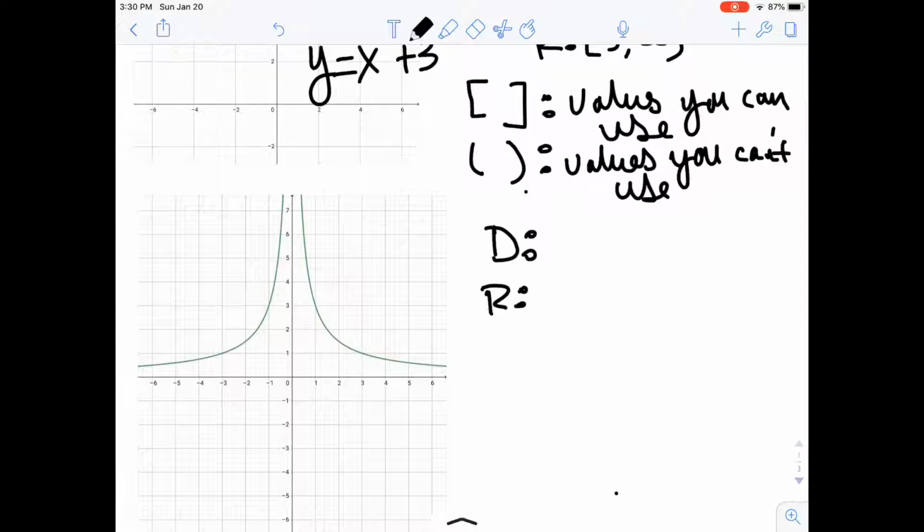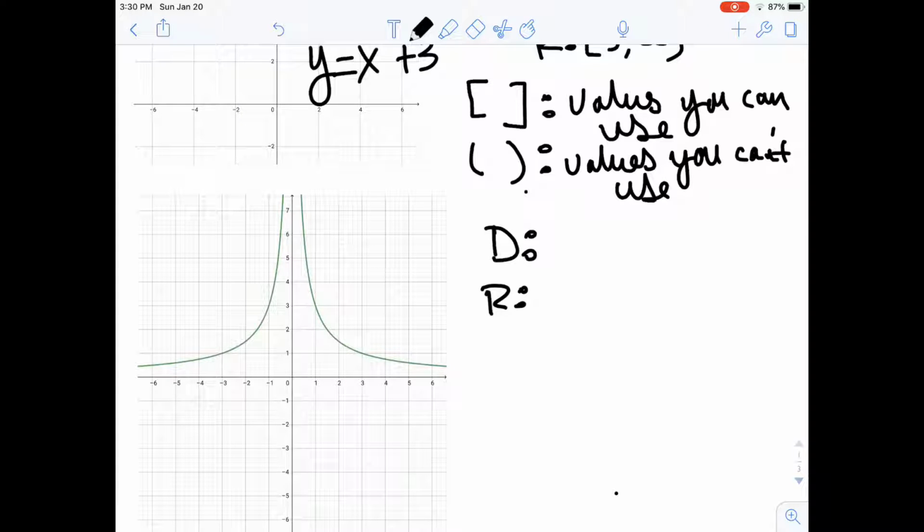Right now, this next example, you start seeing this kind of swoop up motion. As you're coming from the left-hand side, it's swooping up, and as you're coming from the right-hand side, it's swooping up. So that denotes that there's a vertical asymptote, and this time it looks like it's at x equals 0, right?